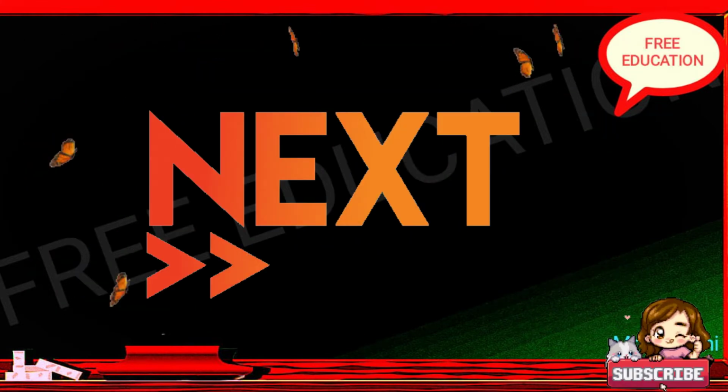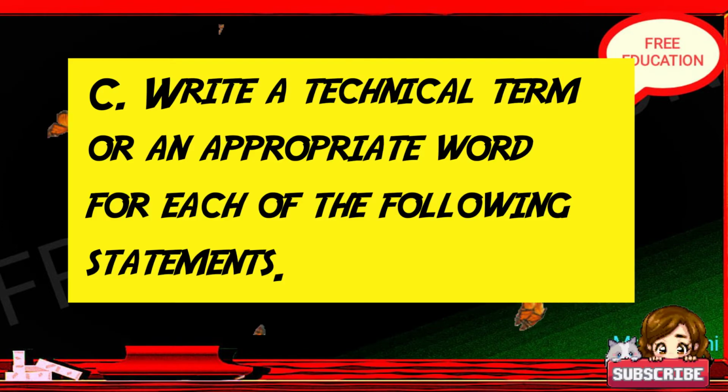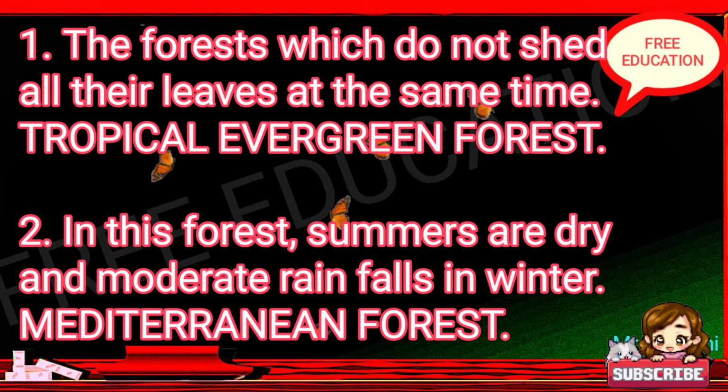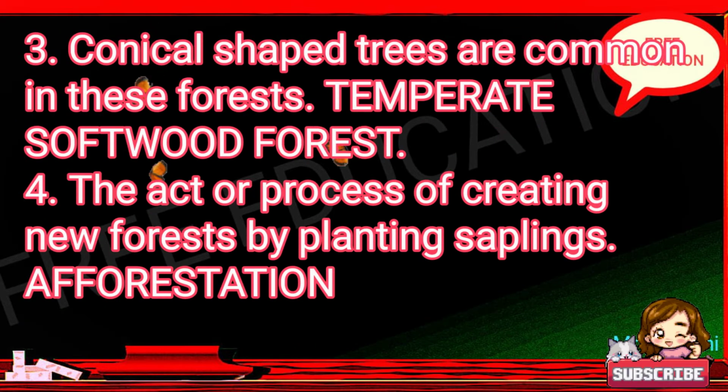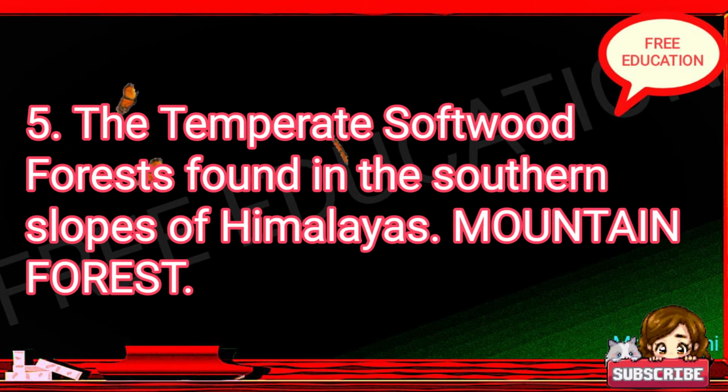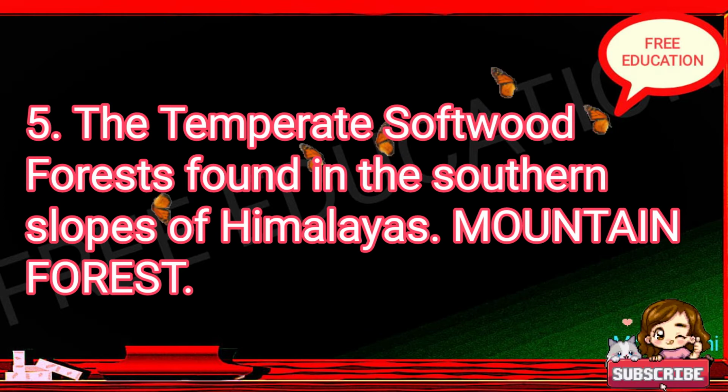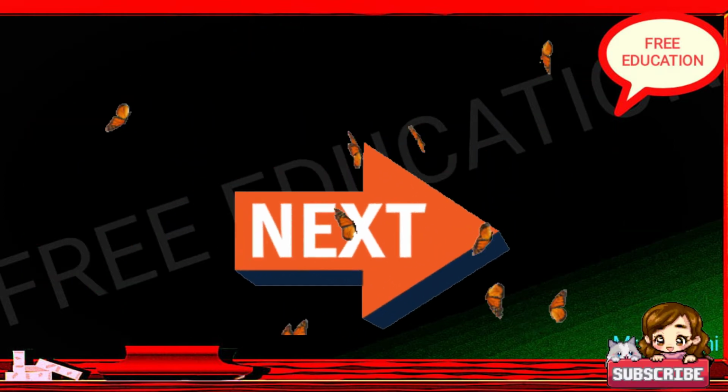Next question is C. Write a technical term or an appropriate word for each of the following statements. 1. The forests which do not shed all their leaves at the same time. Tropical evergreen forest. 2. In this forest, summers are dry and moderate rain falls in winter. Mediterranean forest. 3. Conical shaped trees are common in these forests. Temperate softwood forest. 4. The act or process of creating new forests by planting saplings. Afforestation. 5. The temperate softwood forests found in the southern slopes of Himalayas. Mountain forest.